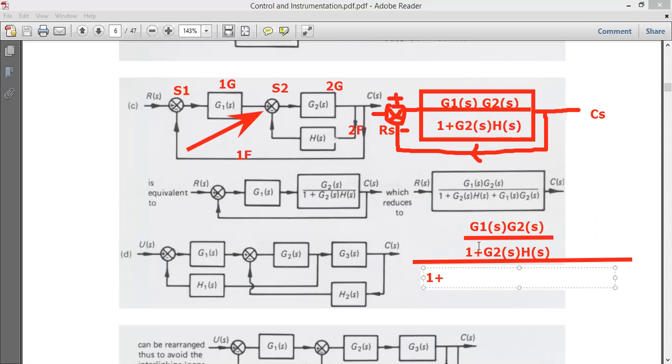So already I have written the G block above. G block divided by 1 plus G block. G block means repeat the whole numerator term, that is G1 of s multiplied by G2 of s, divided by the denominator, right? This is my G block. This acts as the whole G block.